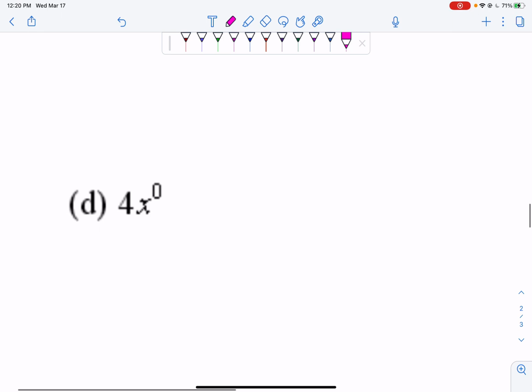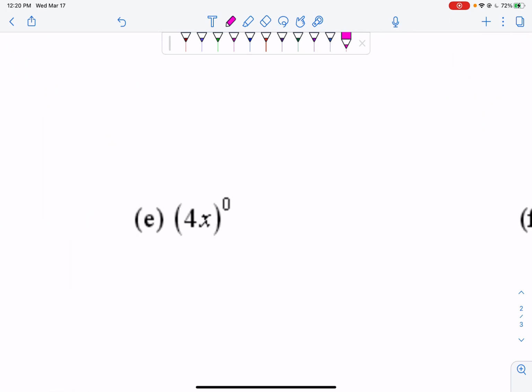4 x to the 0. If you look, it's not 4 to the 0, x to the 0, it's 4 times x to the 0. So we know x to the 0 is going to be equal to 1. So I'm just going to do 4 times 1. What's 4 times 1? 4. Now, my 4x is being raised to the 0. Anything raised to the 0 power is just 1.